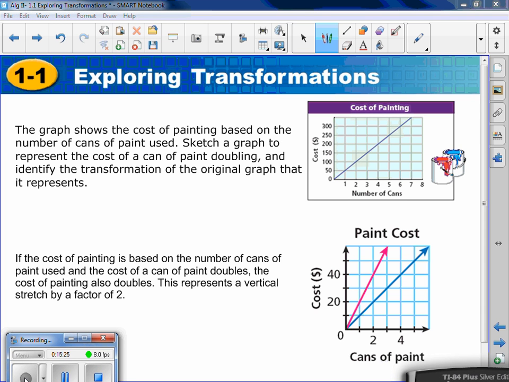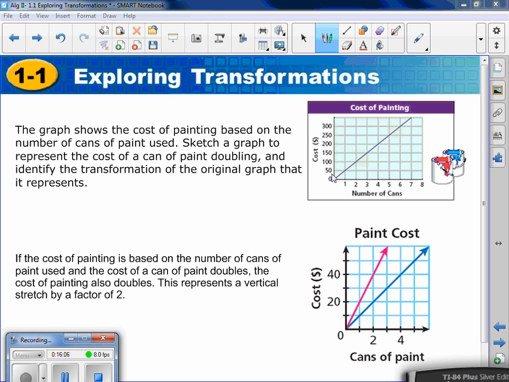Here's an example of a real-world problem. We have a cost of painting based on the number of cans of paint used. We're going to sketch a graph to represent the cost of a can of paint doubling and identify the transformation of the graph that it represents. If the cost of a can of paint doubles, the cost of painting also doubles. This represents a stretch factor of 2.